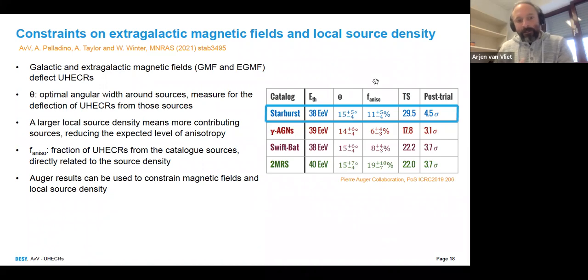And you can imagine that a large local source density means that you have very many sources that are contributing to your ultra-high-energy cosmic ray flux, and many sources contributing means that you reduce the expected level of anisotropy. So this parameter F aniso is really a direct measure of the source density of the background sources, at least of these ultra-high-energy cosmic rays.